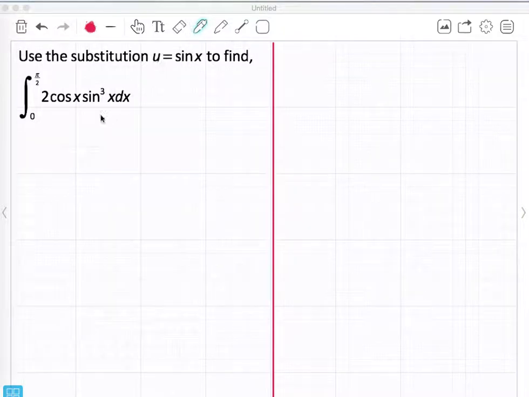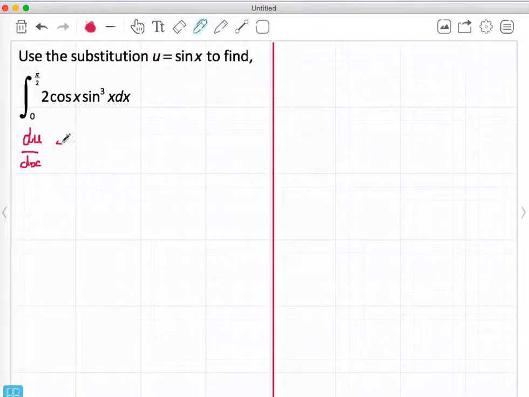In the previous video we did integrating by substitution. So I've got the same thing here. I've been given the substitution that I need to use. So the first thing I'm going to do is differentiate the substitution.